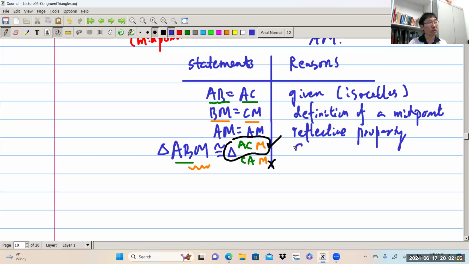What's the reason for that? It's called the SSS congruence postulate. You just write down SSS. That's good enough. See? This is how many lines? 1, 2, 3, 4, a 4-line proof. That's it. Not bad, right?